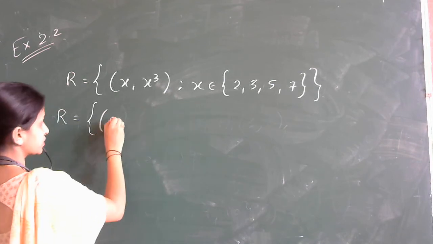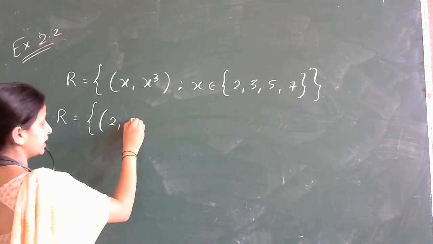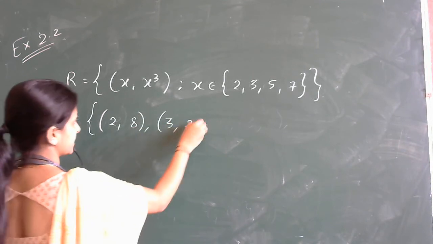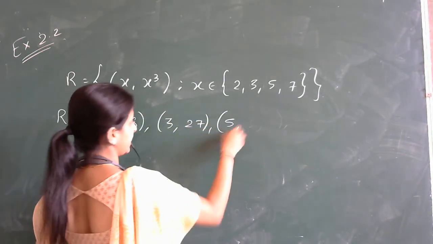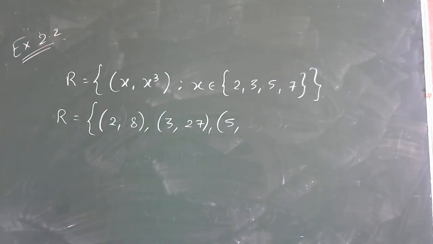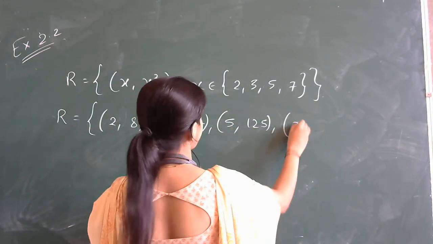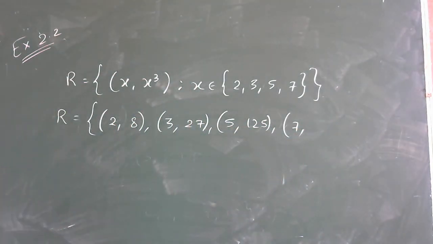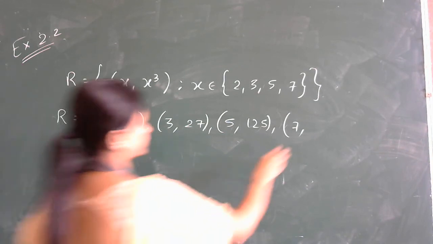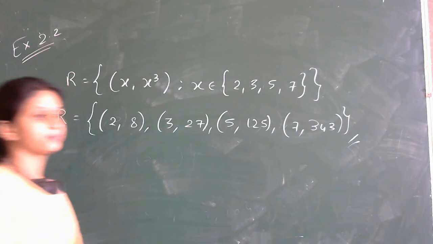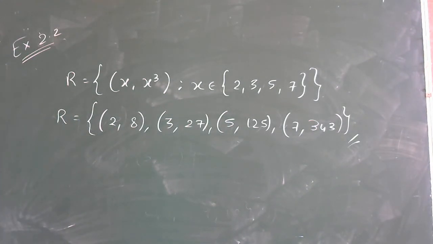So let us take elements one by one. If I take 2, it will be 8. If I take 3, it will be 27. If I take 5, it will be how much? 125. If I take 7, then it will be 343. So this is the relation in roster form.